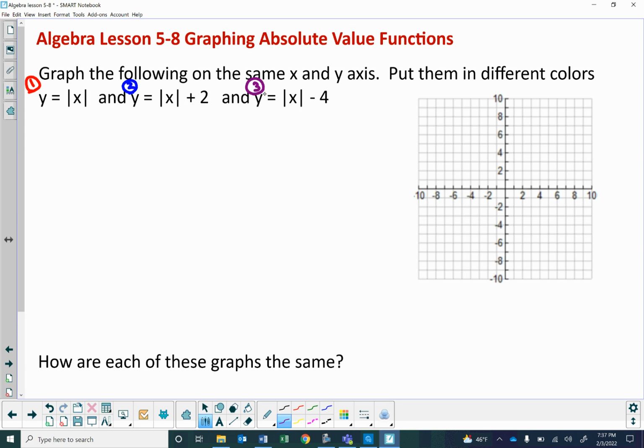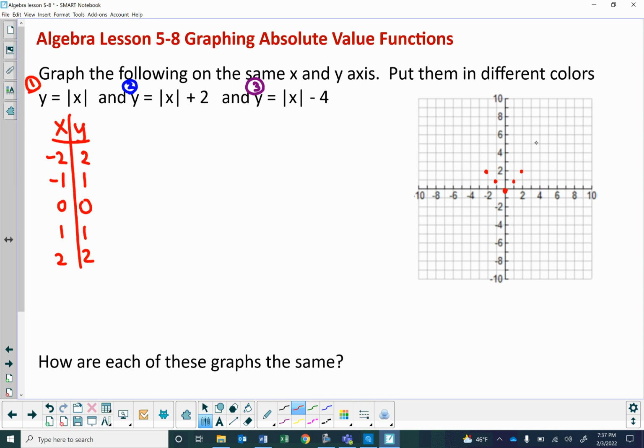Okay, so we probably should make a table of values for all of these. So I will make a really quick table of values for all of these. For the parent function, it's pretty simple. If I had negative 2, negative 1, 0, 1, and 2, if x is negative 2, the absolute value of negative 2 is 2, the absolute value of negative 1 is 1, the absolute value of 0 is 0, the absolute value of 1 is 1, and the absolute value of 2 is 2. So my parent function, which is going to be in red, will look like this.